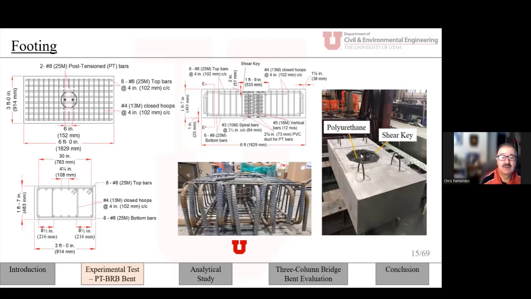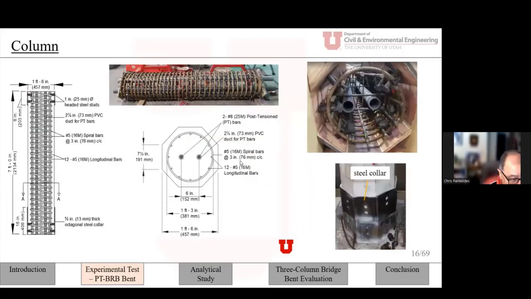We used number 5 spiral at 3 inches, 12 number 5 post-tensioning bars, grade 150 KSI. Here you can see we used some details in the footing and in the cap beam, and we had to make sure we were meeting the clearance requirements and the tolerance requirements. The column also had steel collars, 16 inches at the bottom, 8 inches at the top. At the top, as I'll show you shortly, there was no shear key. It was just flush.